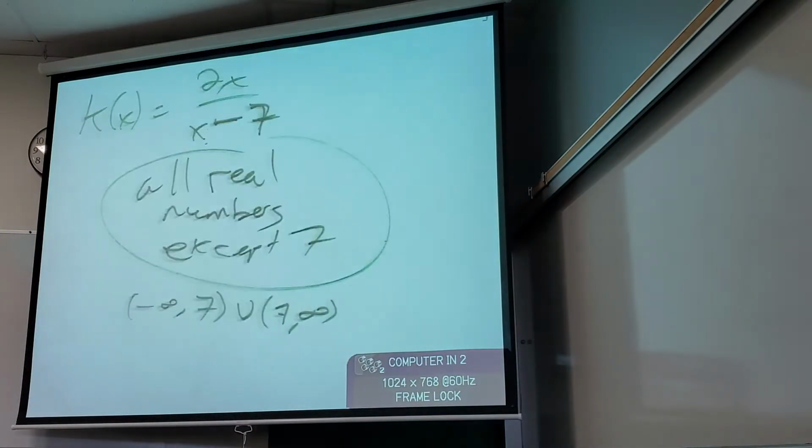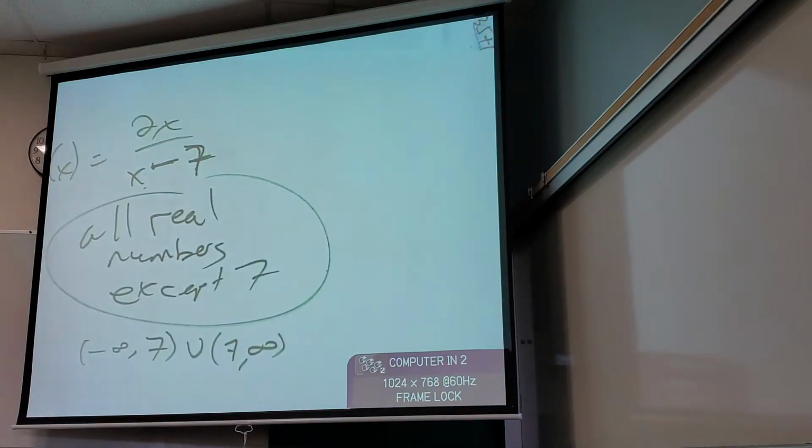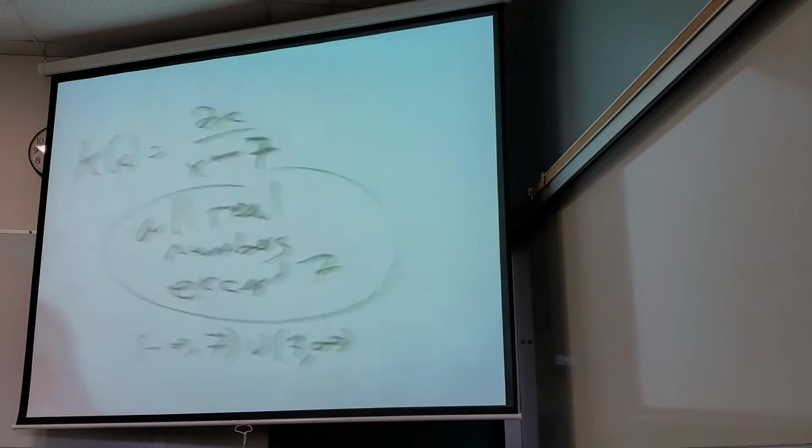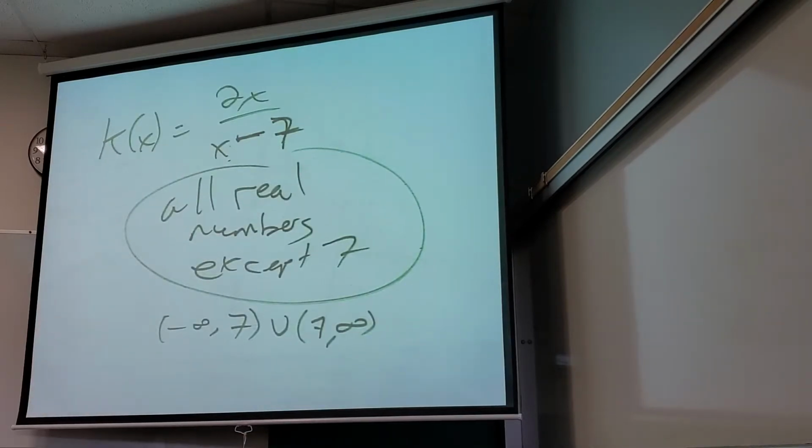Or if you want to show off, you can say negative infinity to 7, union 7 to infinity. You see what I'm saying? They both say the same thing, the exact same thing. Skip 7. Don't include 7.